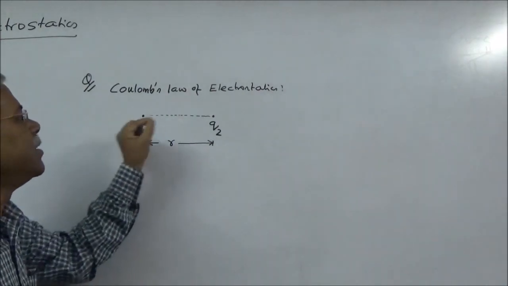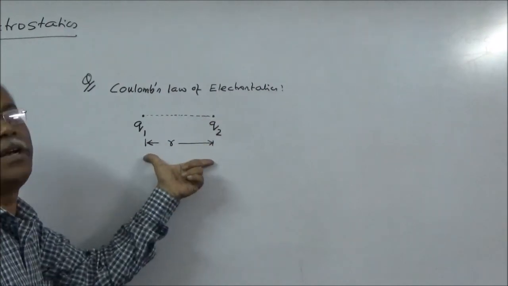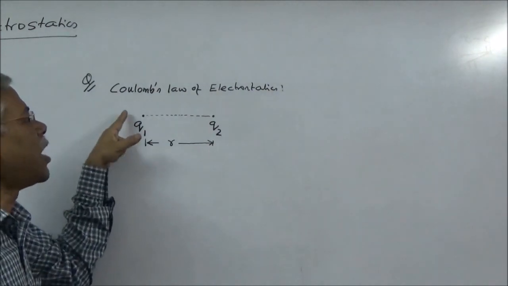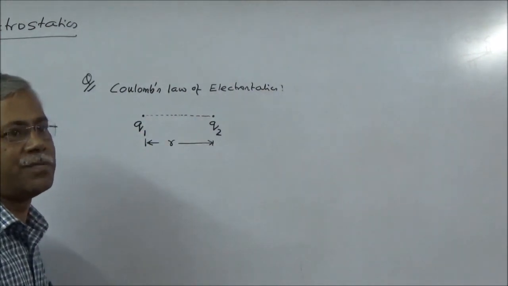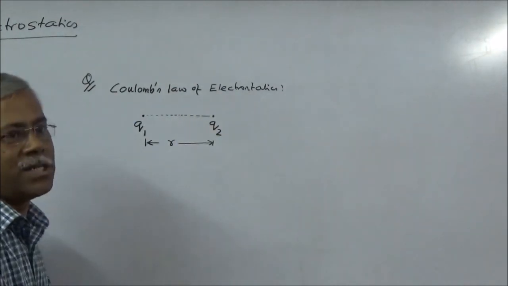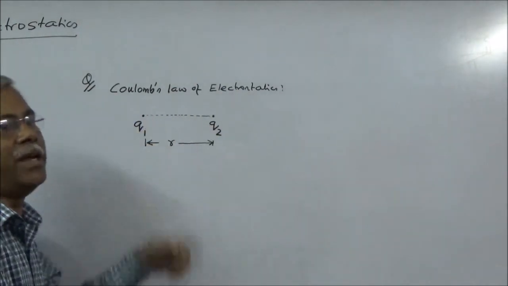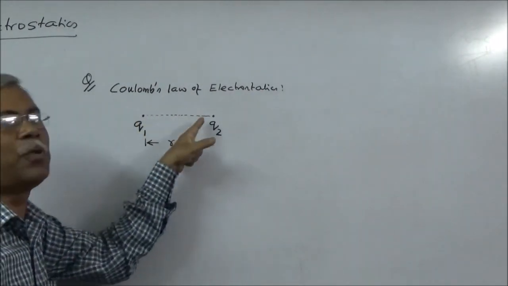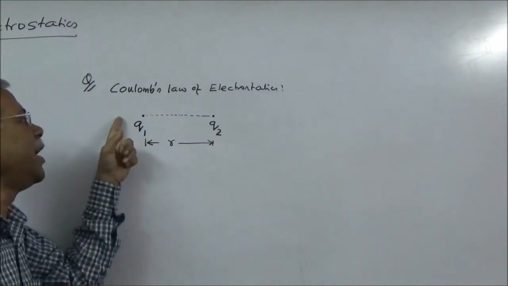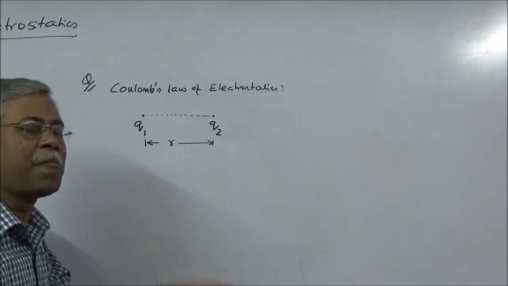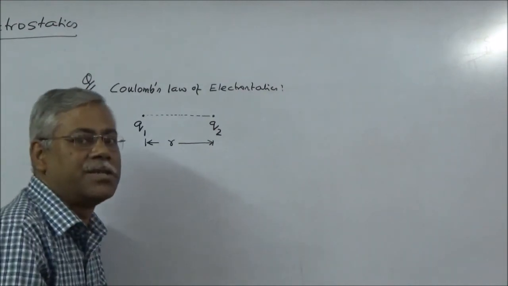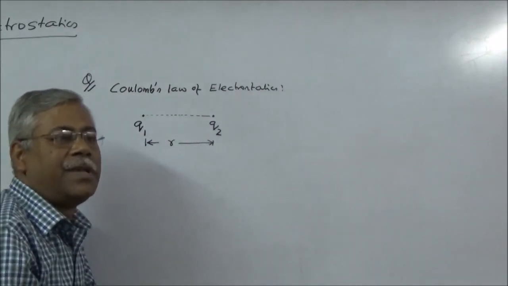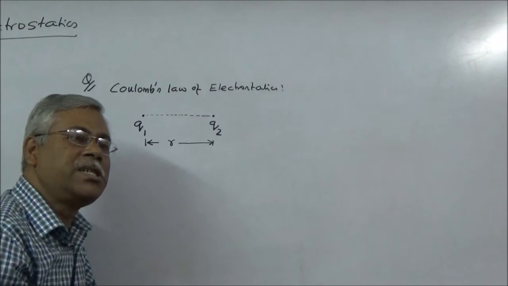This is a point charge, this is another point charge, and they are separated by a distance of r. Then, as you know, each charge will exert a force on the other charge. If they are like charges, meaning having the same sign, positive or negative, then they will repel each other. But if they are unlike charges, that means one is positive and the other is negative, then they will attract each other. This is known to you.